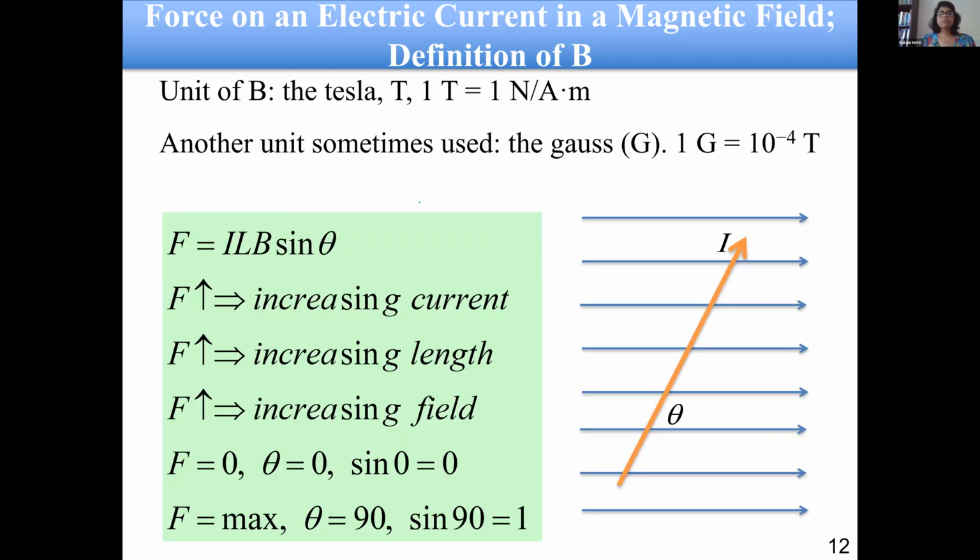And again, by watching this equation, you know that when I increases, F is going to increase; when L increases, F is going to increase; and when the magnetic field increases, your magnetic force is going to increase. When theta is 90 degrees, it is maximum. So that's how the force changes. Also, the Tesla information is here. Sometimes we use the Gauss. Gauss is a small unit, 10 to the -4 Tesla.